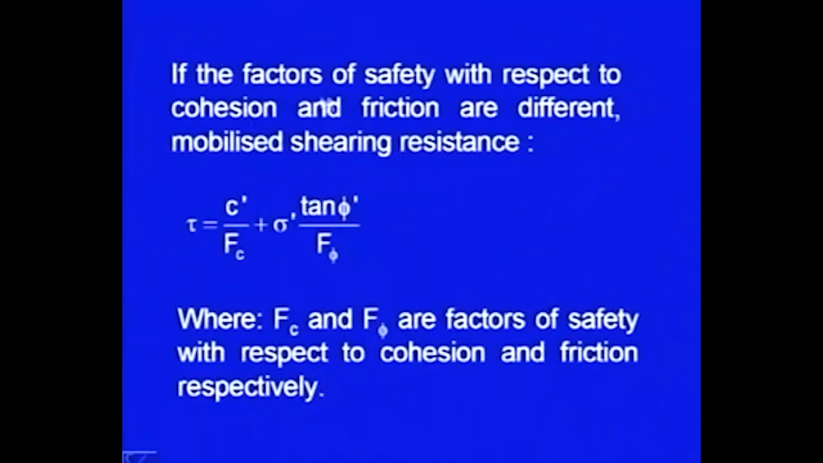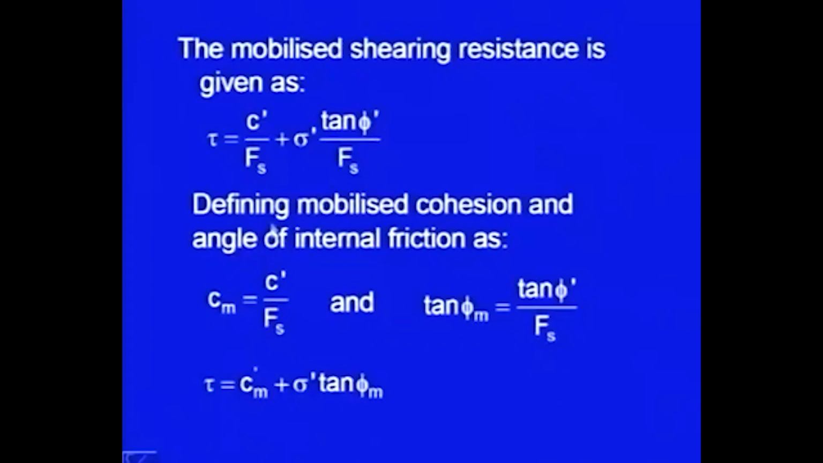Now, if the factors of safety with respect to cohesion and friction are different, then the mobilized shearing resistance will be this much. See here, in the previous equation, instead of Fc it was Fs. As per our definition, we had defined Cm equal to C dash upon Fs and tan phi m equal to tan phi dash upon Fs. This value we had taken same, but in the field you can take them different.